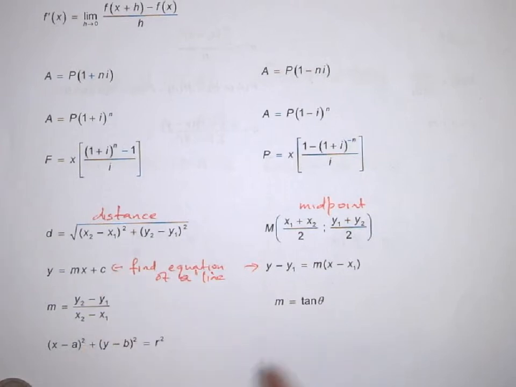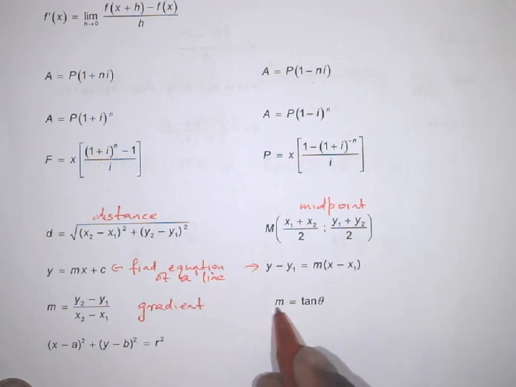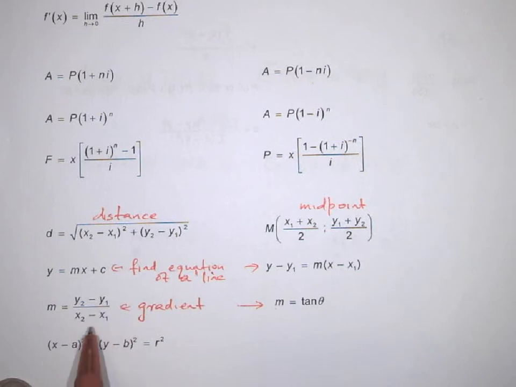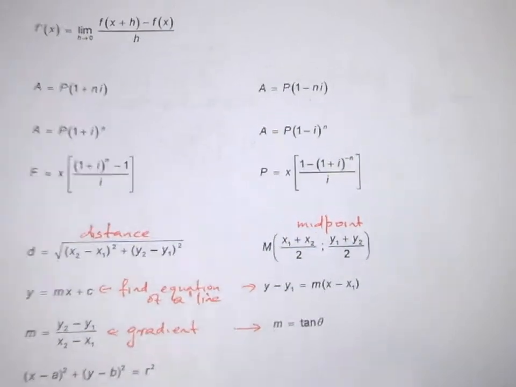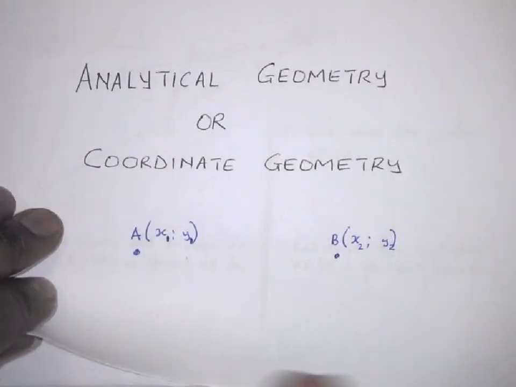So both of these you use for that, and this one you use for the gradients, same as this one. We've got m, which we use for gradient. Sometimes when you talk about collinear points, we also use this. Let's see how we can answer some of the questions, say, in the exams.